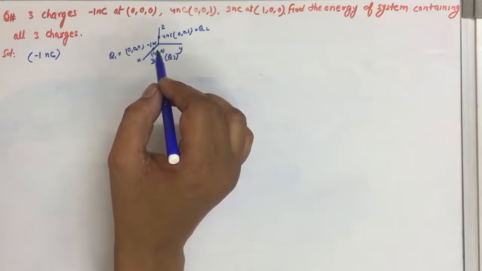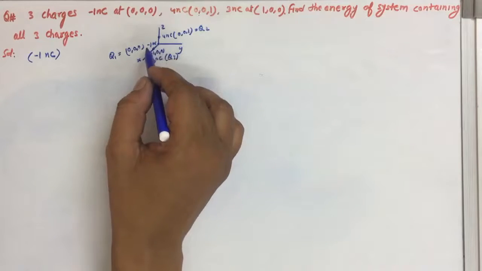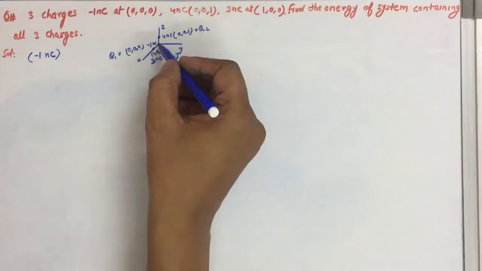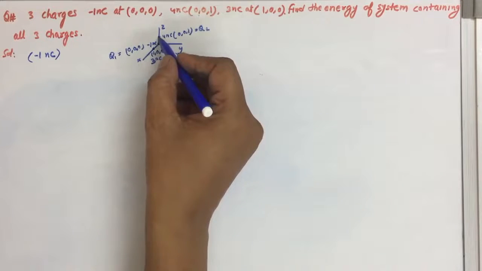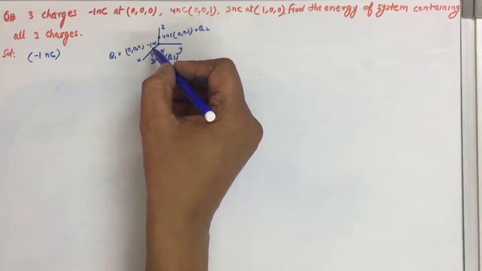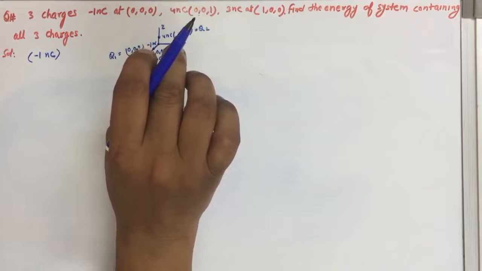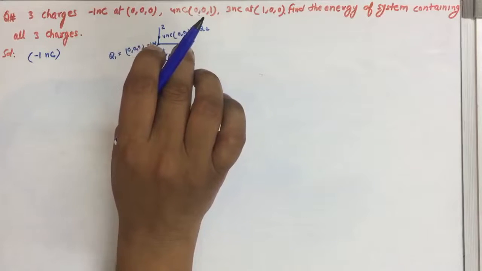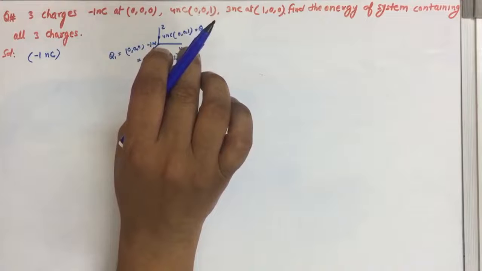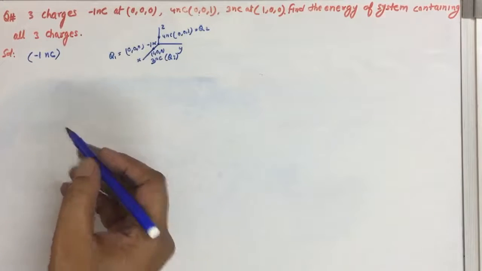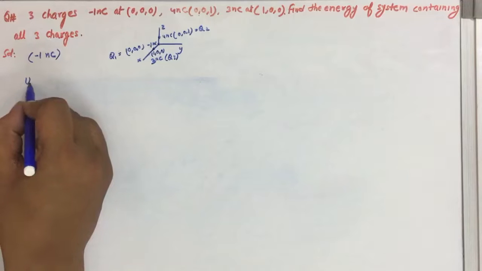So we know that the system potential energy can be the energy between these two plus energy between these two plus energy between these two. So in this way, the energy between all of them, the algebraic sum of all these, will give you the total energy of the system. So let us start from the first one.